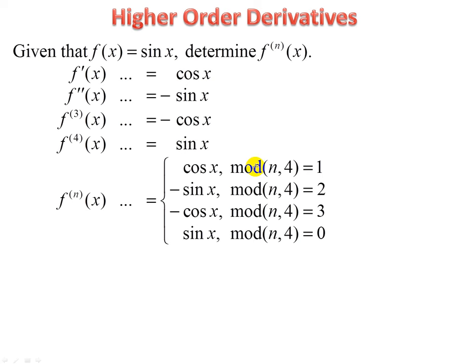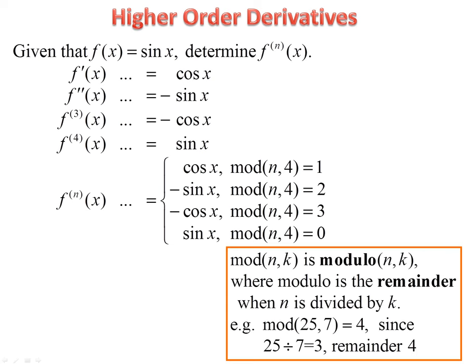Cos x when mod n, 4 equals 1. In other words, when n is 1, 5, 9. Mod n, 4 equals 2 when n is 2, 6, 10, etc. Mod n, 4 equals 3 when n is 3, 7, 11, etc. And mod n, 4 equals 0, in other words, when n is 4, 8, 12, etc. And there is our pattern.